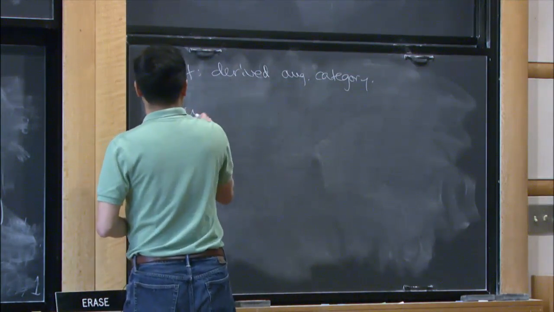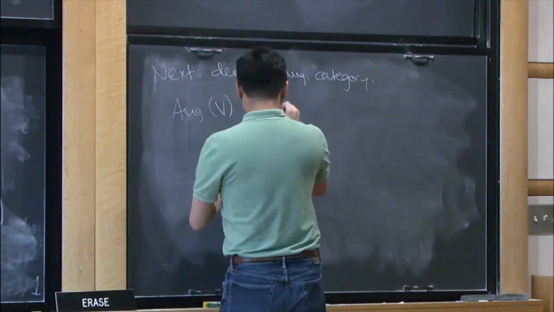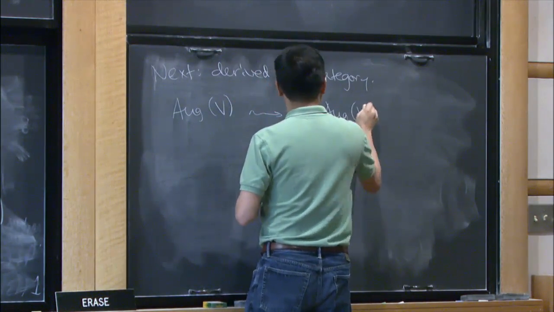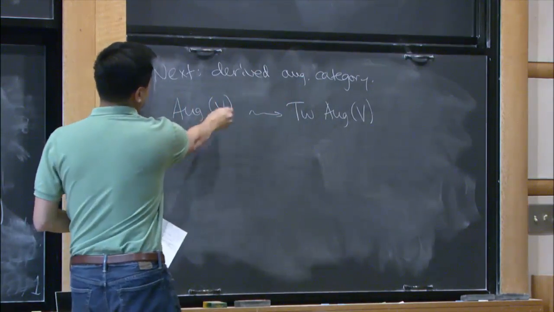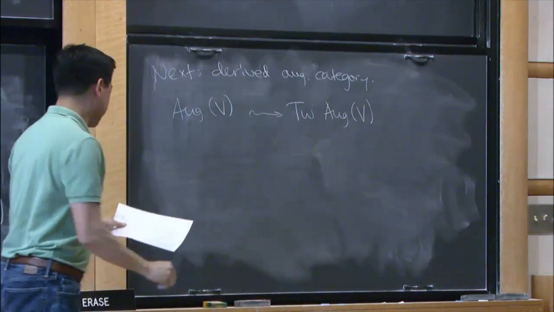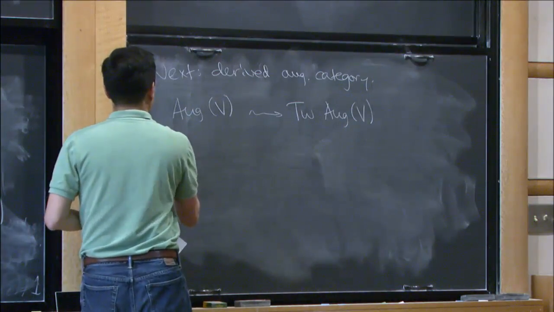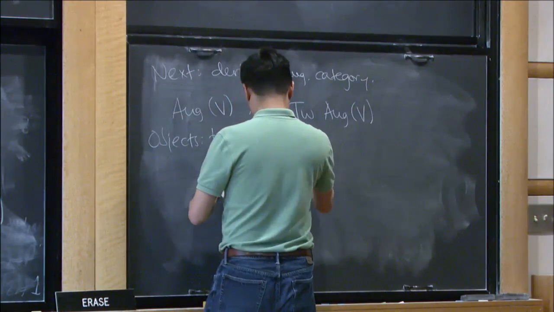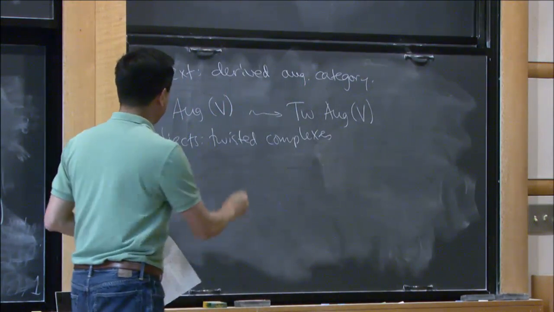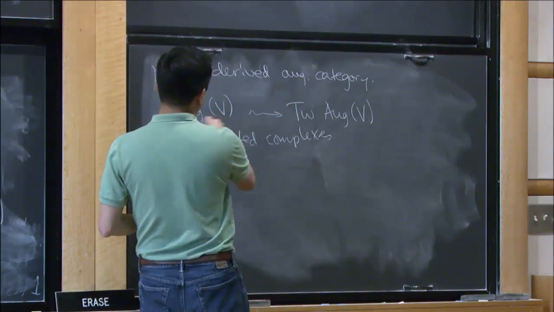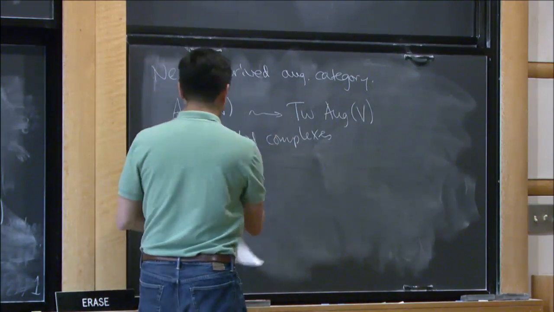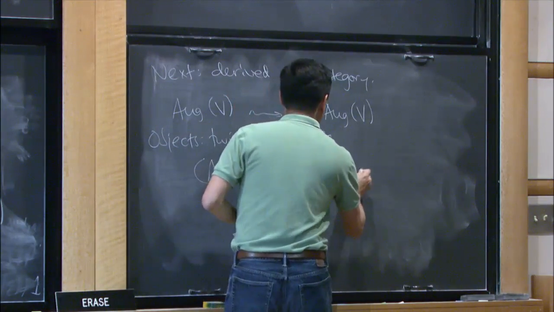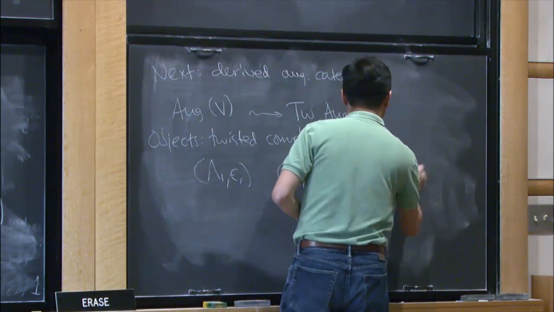The first thing we do is introduce a category which is the category of twisted complexes. This is an A infinity category. I'm going to define a category of twisted complexes on this. So objects are twisted complexes. What is this? I can take a bunch of objects inside of this category. Those look like lambda 1, epsilon 1, lambda 2, epsilon 2, etc., through lambda n, epsilon n.